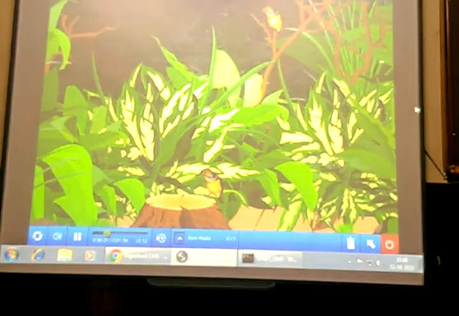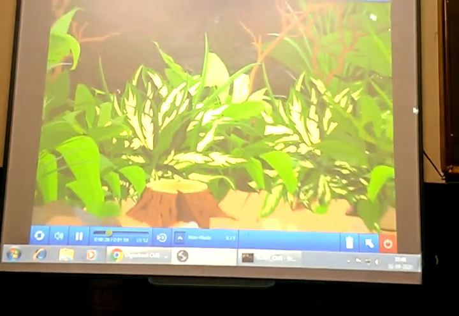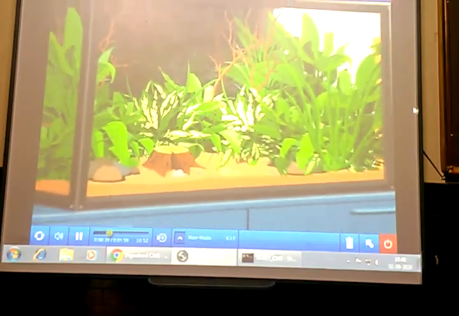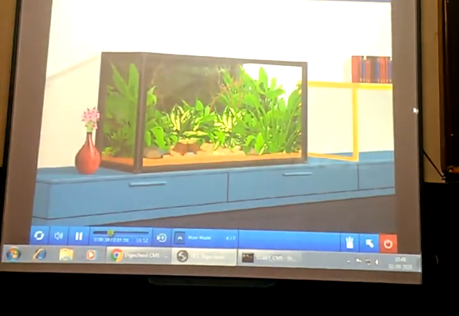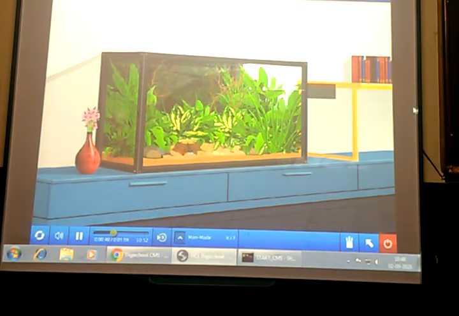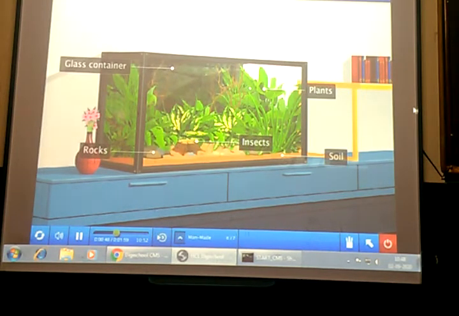A terrarium is like a tiny garden inside a glass container, usually displayed indoors. The ecosystem in a terrarium has plants and small organisms such as insects, soil, rocks, and even the glass container itself that are related to each other.